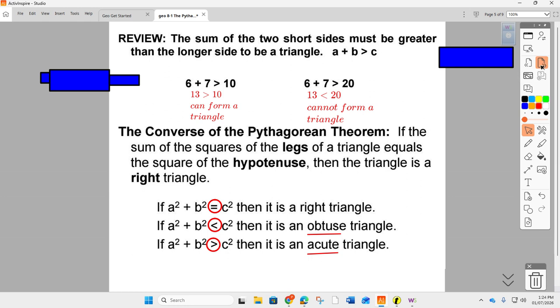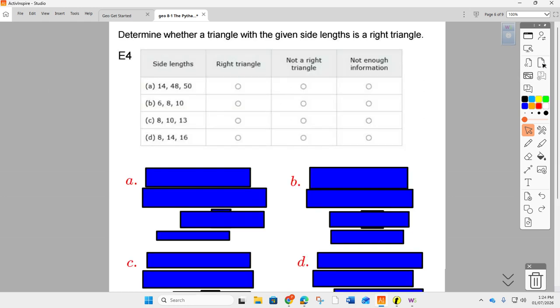All right, so this is kind of what it's going to look like on your assignment, at least one part of your assignment today. I'm going to give you this table. Its directions say determine whether a triangle with the given side length is a right triangle. So A, 3 side lengths, 14, 48, and 50, right? We're going to plug into the Pythagorean theorem formula and see, is the left side equal to the right side? If it is, we'll know it's a right triangle.